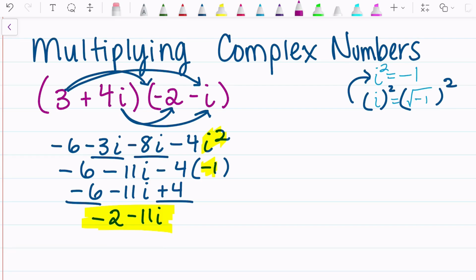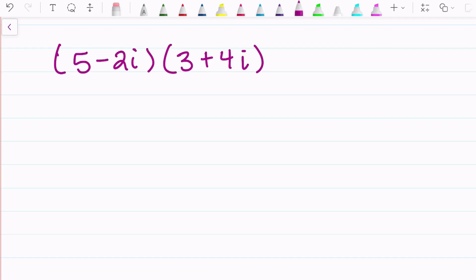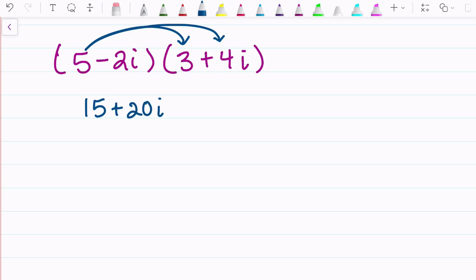All right, let's try another one. So maybe I have 5 minus 2i times 3 plus 4i. All right, so I'm going to distribute like I would normally, or FOIL. 5 times 3 is 15. 5 times 4i is 20i. -2i times 3 is -6i. And then -2 times 4i becomes -8i squared.